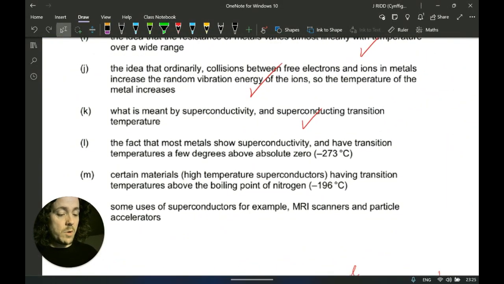So let's see how far we got. The fact that most metals show superconductivity and have transition temperatures of a few degrees above absolute zero. Yeah. Certain materials, high temperature superconductors, have transition temperatures above the boiling point of nitrogen. I mentioned why that's important, because nitrogen is abundant and that's a really big deal. So the race is on for that.